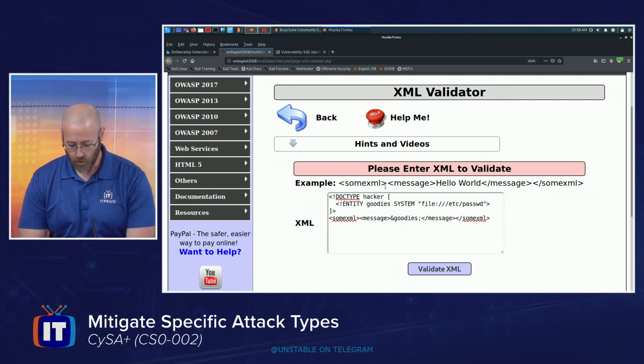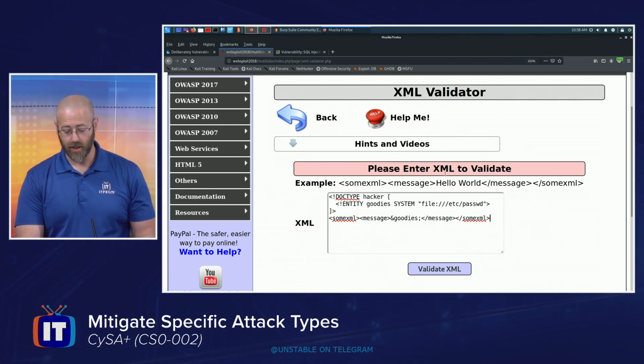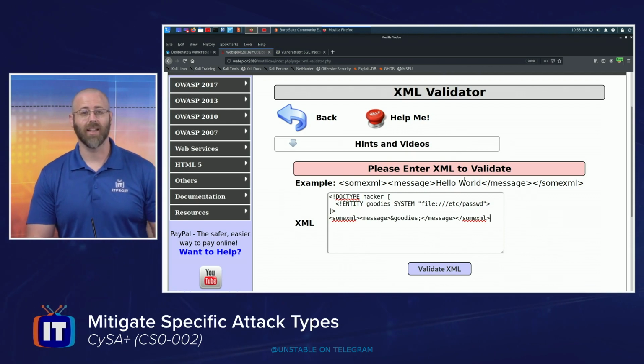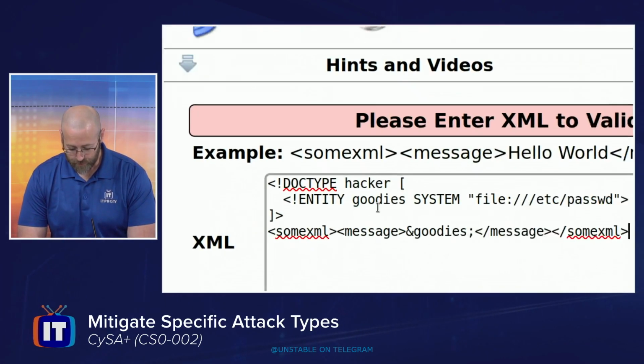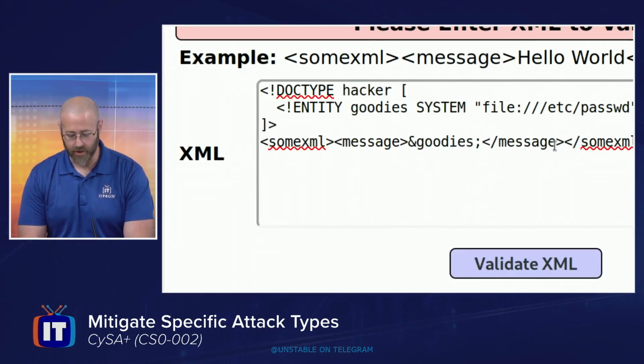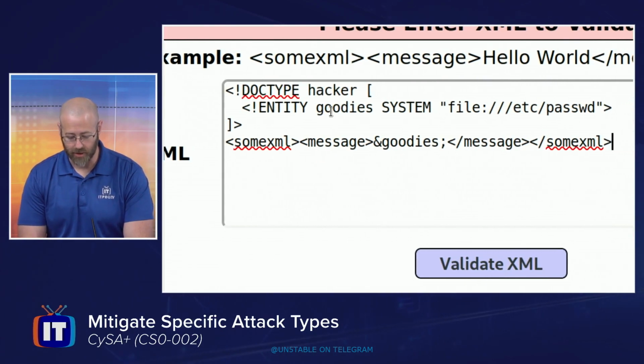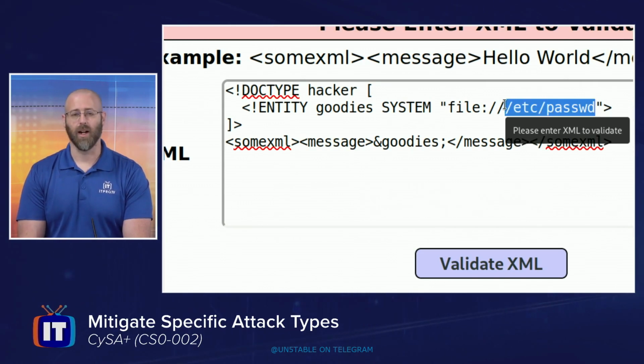Here we are with the XML validator. What we have is an XML parser, and it will take in XML and see if it can validate that XML to make sure there are no problems with it. The problem is that I might be able to exploit that. You'll notice right here I've created this doc type, hacker, and then I've created my own entity called goodies. If it works, I will get to read the /etc/passwd file, right?